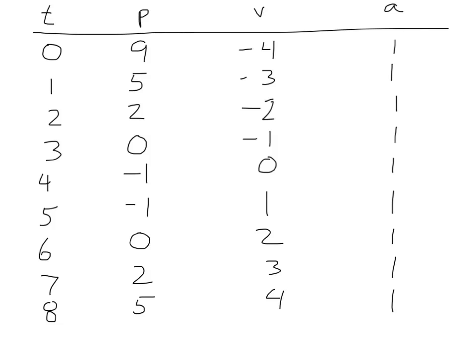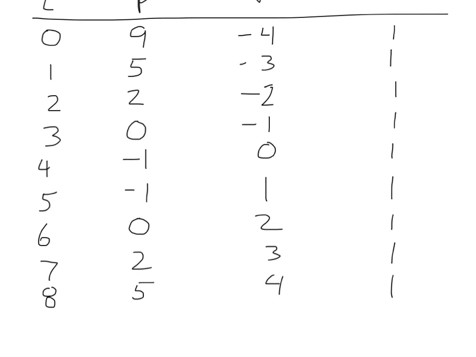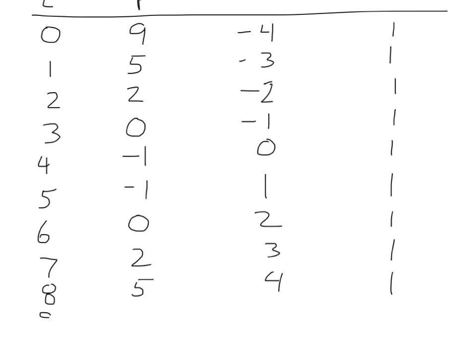I know I said go up to time 10, but I think this is probably enough. Maybe I can fit one more down here at the very bottom. I could say at time 9, my position would be up to 9, my velocity would be up to 5, and my acceleration would still be 1.